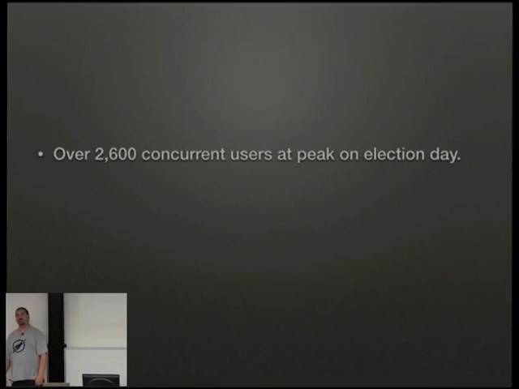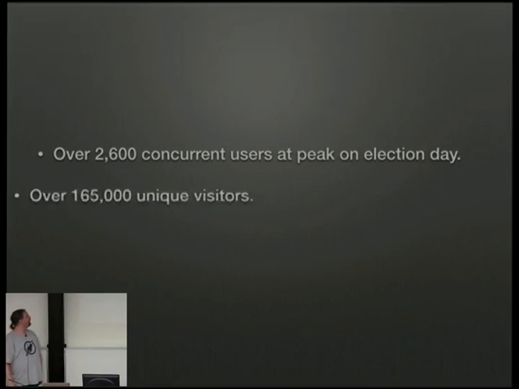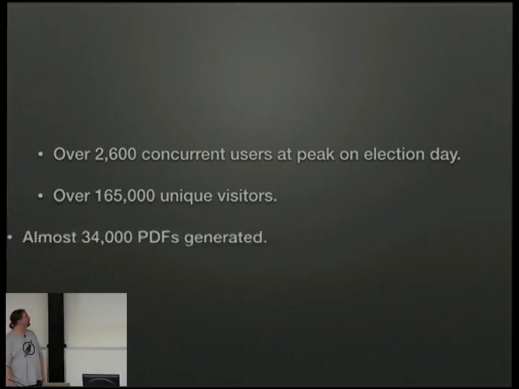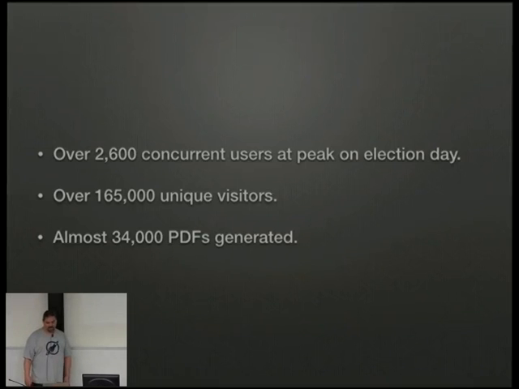All right, so the site worked fairly well this time. We had over 2,600 concurrent users on election day. I had one of the monitoring sites watching the thing, and I was just watching the number go up and up and up. It was quite fun. We had over 165,000 unique visitors. That's a result. I would happily have more, but I didn't really have time to publicise the site a whole lot. Most of it was via word of mouth on things like Twitter and Facebook. But I still get people who come up to me and say, oh, I used your site. My friends used your site. My family used your site. And that's always great. We generated nearly 34,000 PDFs.